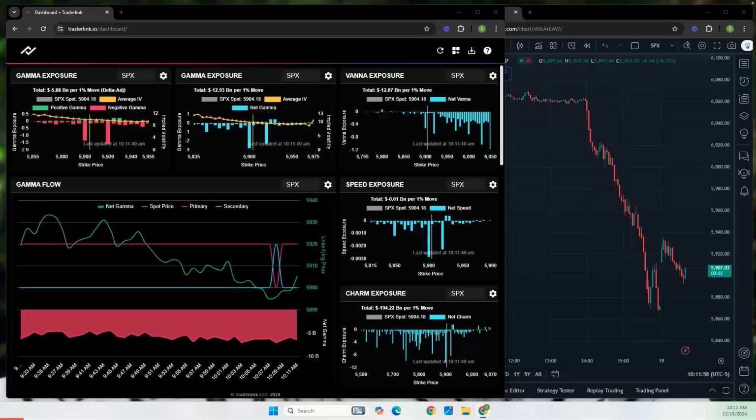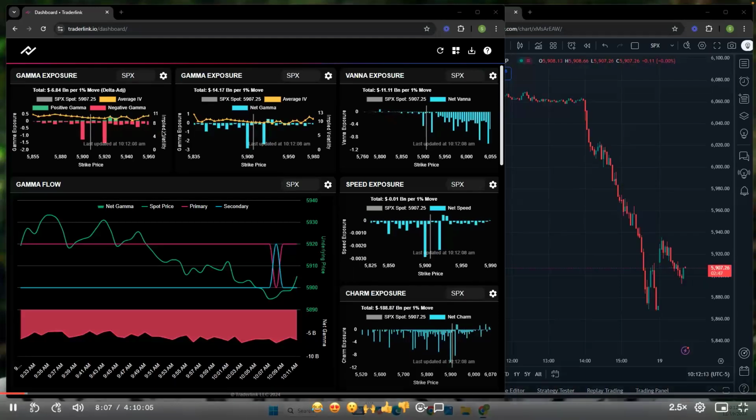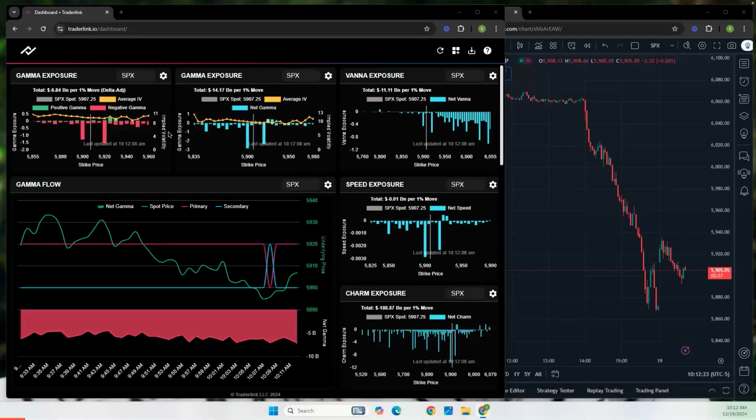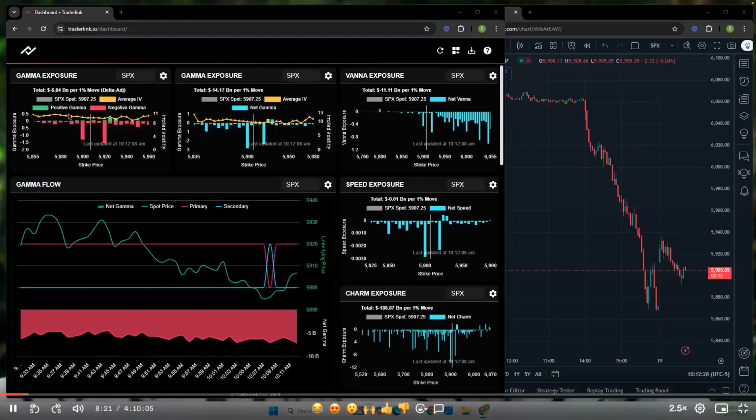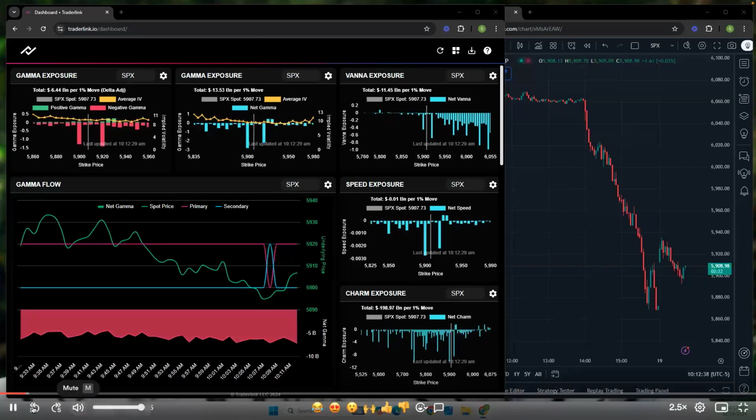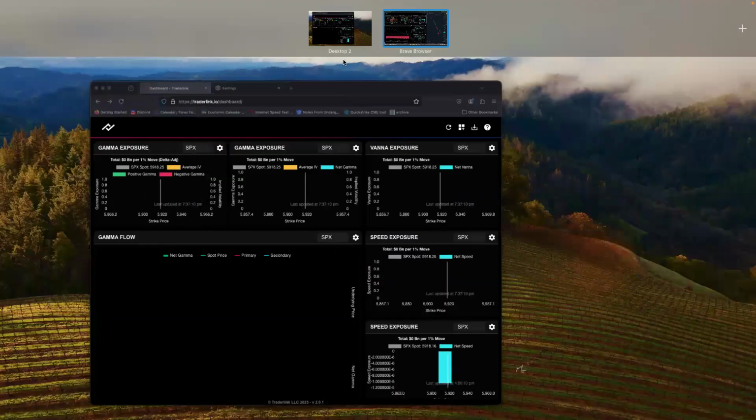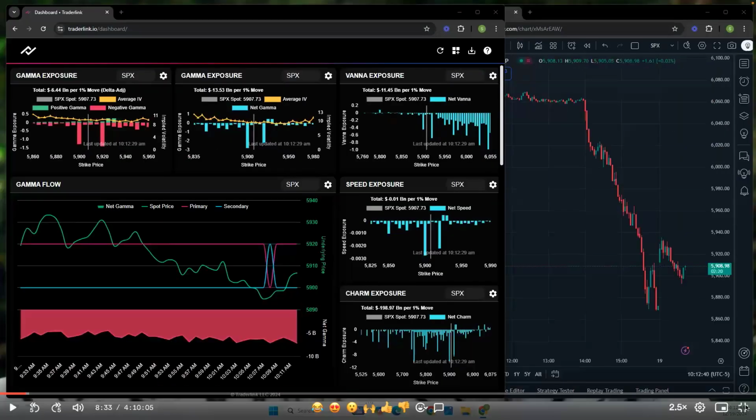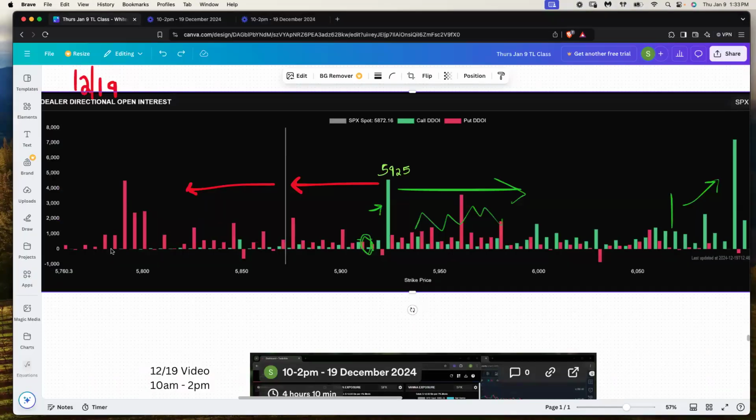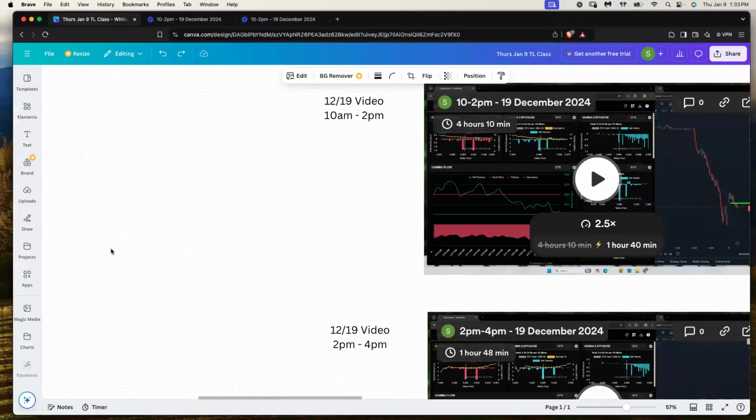Do I look at the IV skew? Yeah, I do tend to look at the IV skew. I don't use it too much, but I will eyeball it. If you want me to, I'll just draw it real quick.